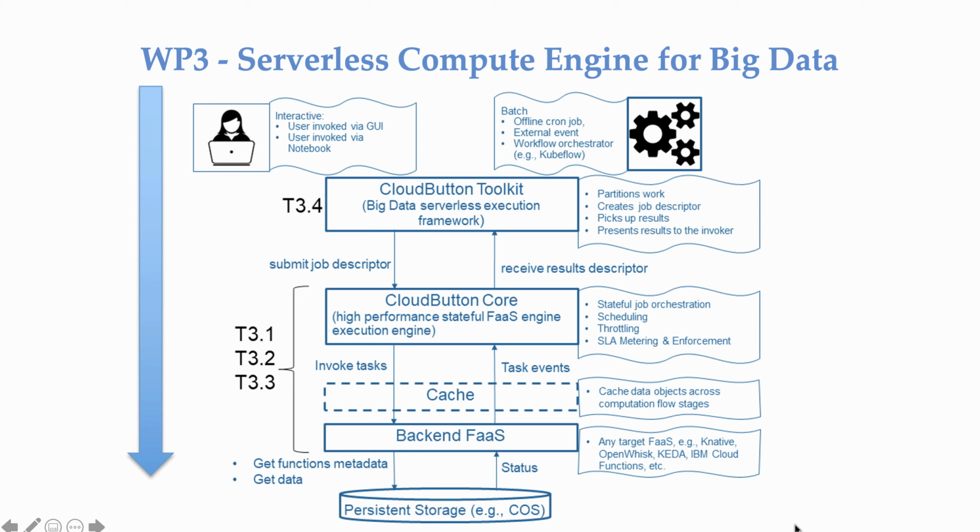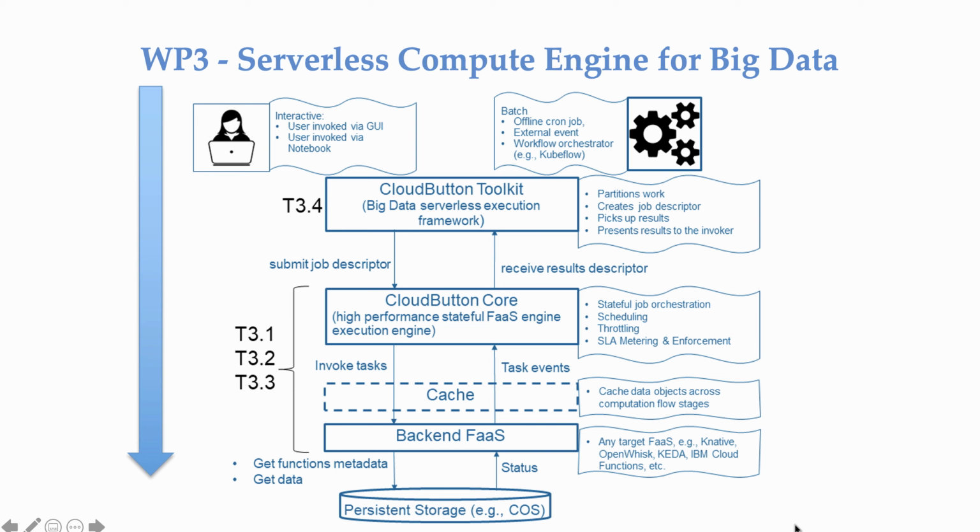It's the one that the user can interact with, the Cloud Button toolkit, via UI or via notebooks. On the other hand, there might be some batch services, jobs that also can integrate with the Cloud Button toolkit. And this is task 3.4. Internally, it's responsible for all kinds of operations like data partitioning, generating the job descriptor, it also picks up results and generates all kinds of inputs and outputs for the users. So this is what users basically see when they interact with Cloud Button.